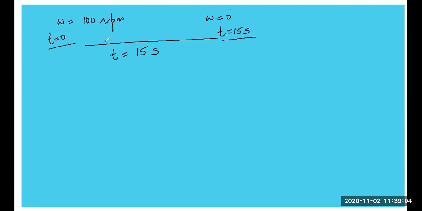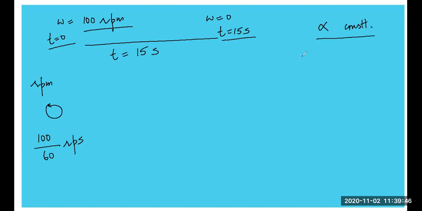In 15 seconds, the angular velocity changes from 100 rpm. What is the meaning of rpm, students? Revolutions per minute. So it will be 100 revolutions per minute. Am I right? So it will be 100 divided by 60 rps. In 1 second, it will be 100 divided by 60 revolutions per second. All right. After being switched off, assuming constant angular deceleration. See, here it's not acceleration, here it is deceleration. Alpha is constant. When alpha is constant, that is angular acceleration, then only I can apply the three formulae.